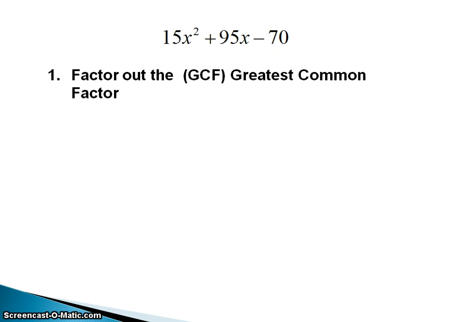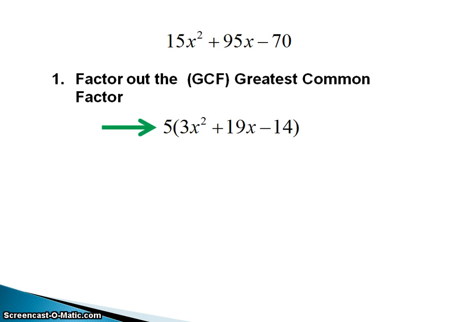Step 1. We factor out the greatest common factor from all three terms. Now, in this case, the greatest common factor is the number 5. It divides evenly into 15, 95, and -70. So we're going to factor out 5. We must always start with this step. There isn't always a greatest common factor. Sometimes we don't need to do this. But if there is one, this process will not work if you miss this first step. So we end up with 5 times 3x squared plus 19x minus 14.